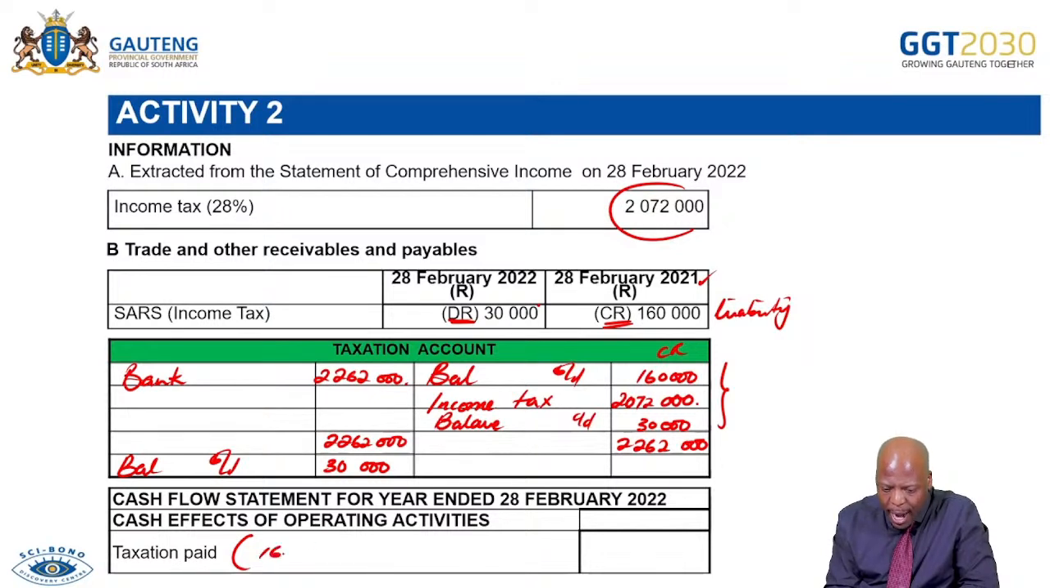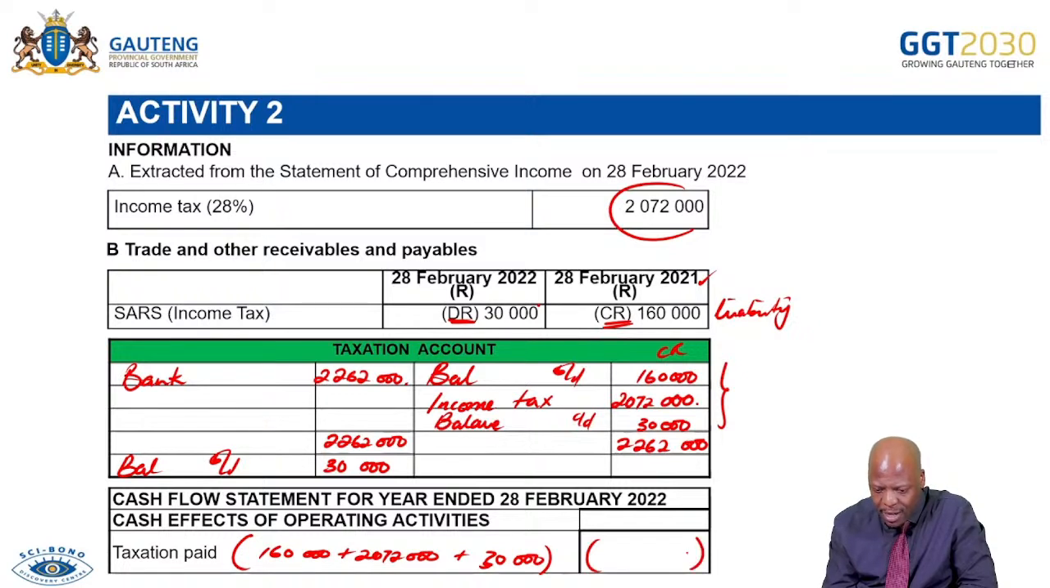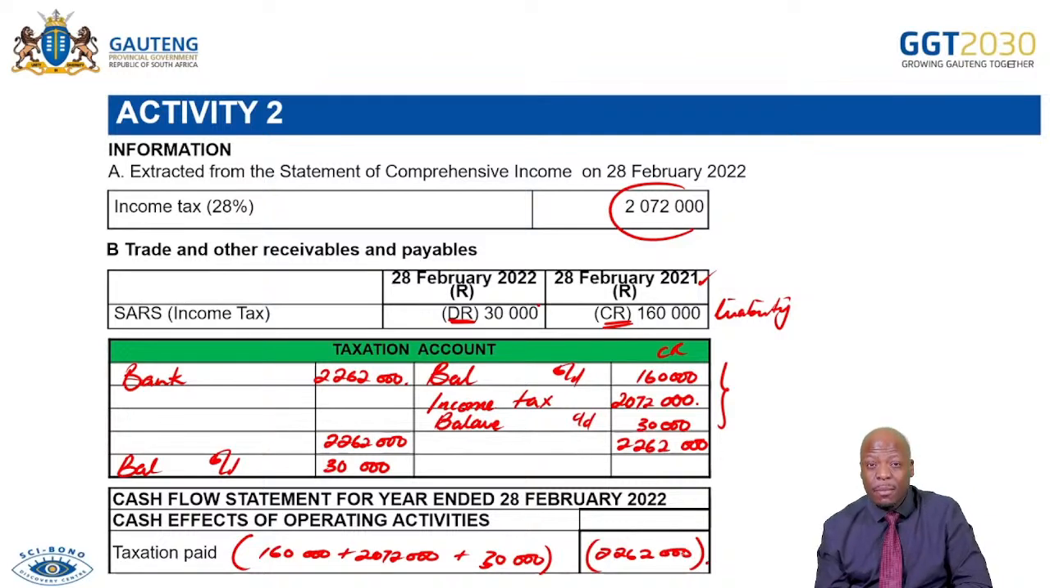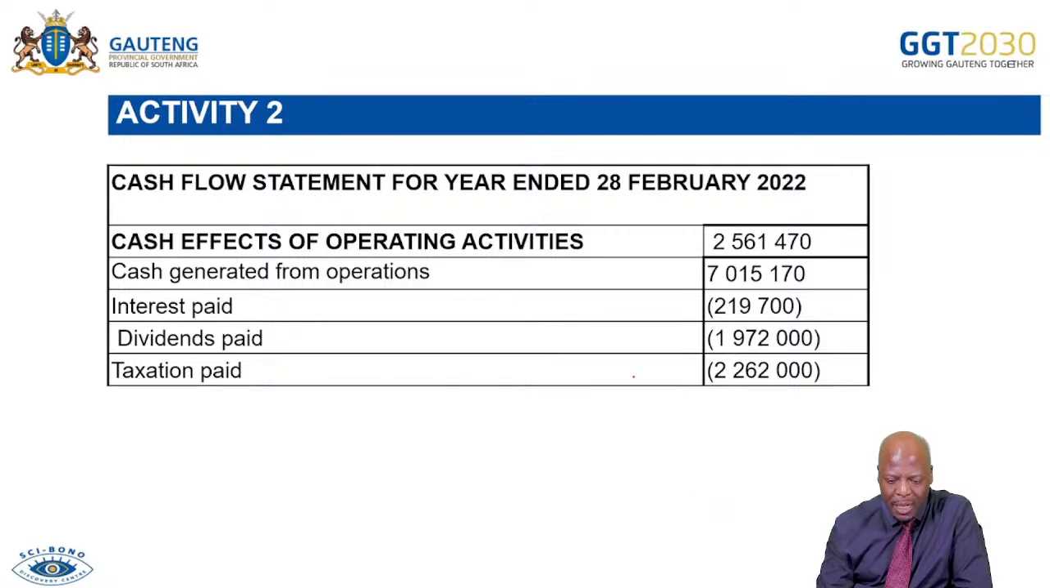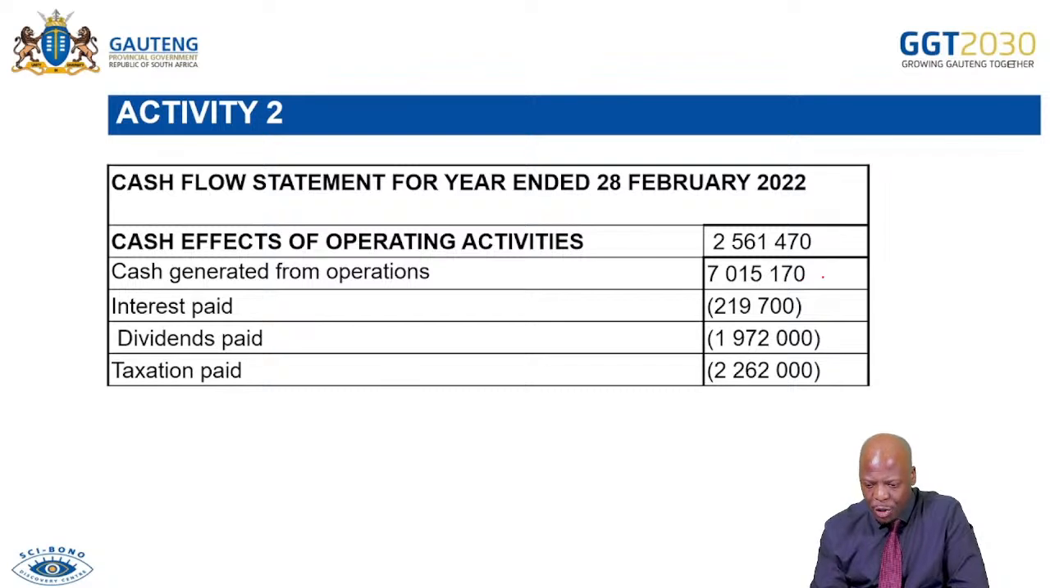So when I come here, I can show my calculation. I'll say I had 160,000 at the beginning. I have added my 2,072,000, and I've added my 30,000. That is how I get my tax paid of 2,262,000. That is how I get that figure. Are we together? Okay. So let's now go on to the entire completed part of the cash effects from operating activities. We had cash generated.